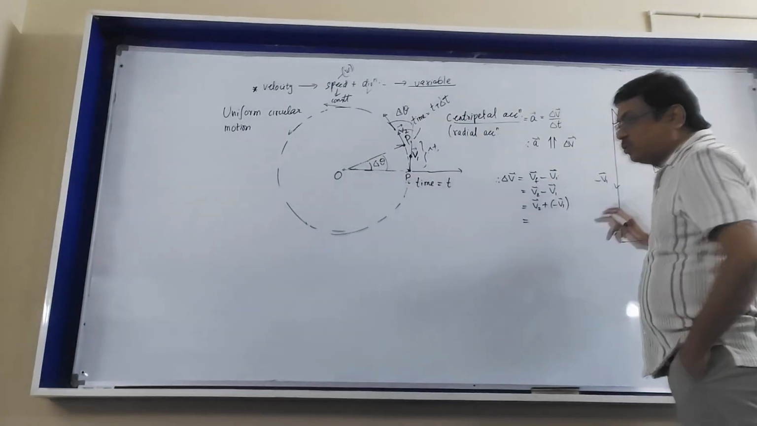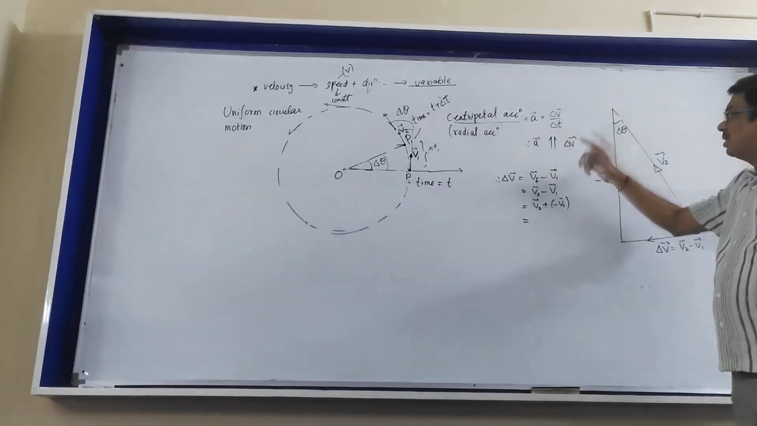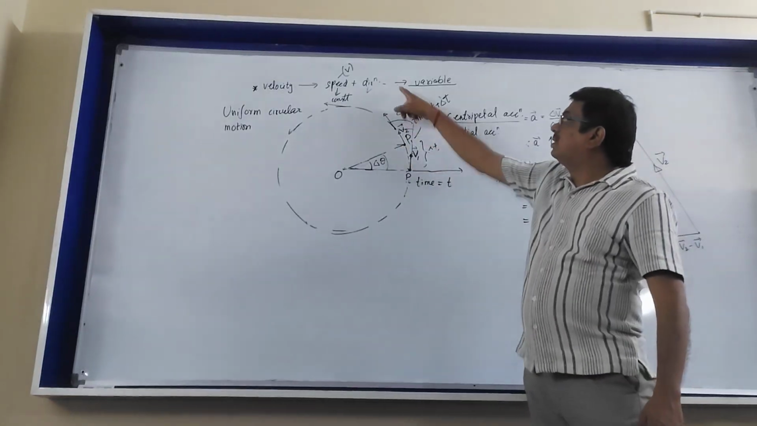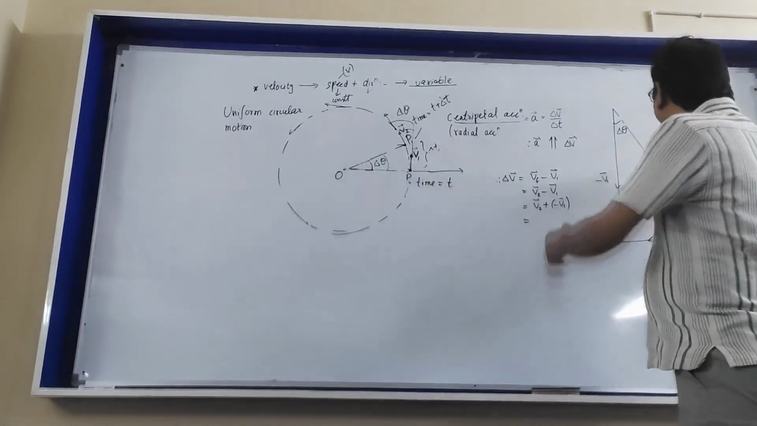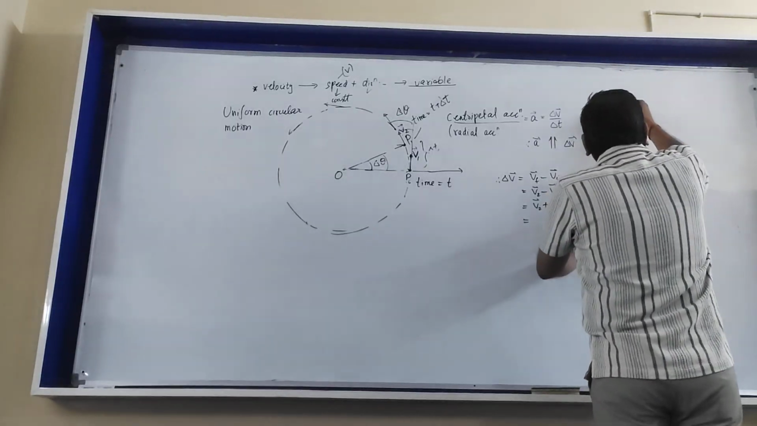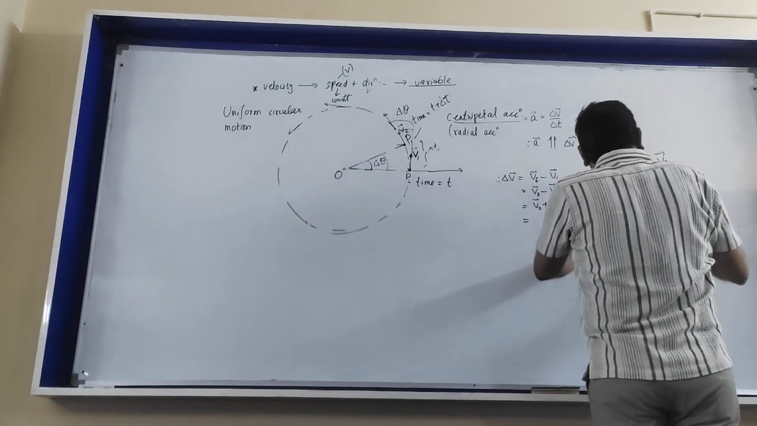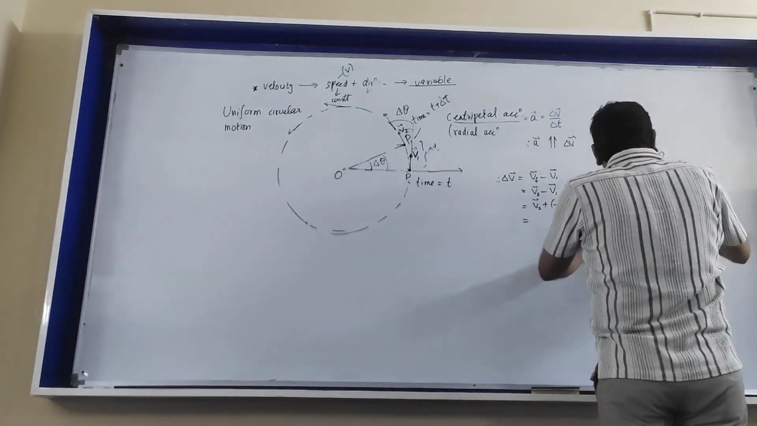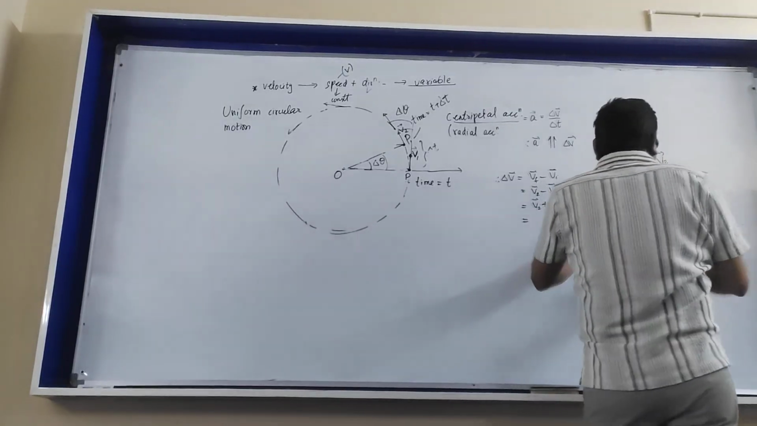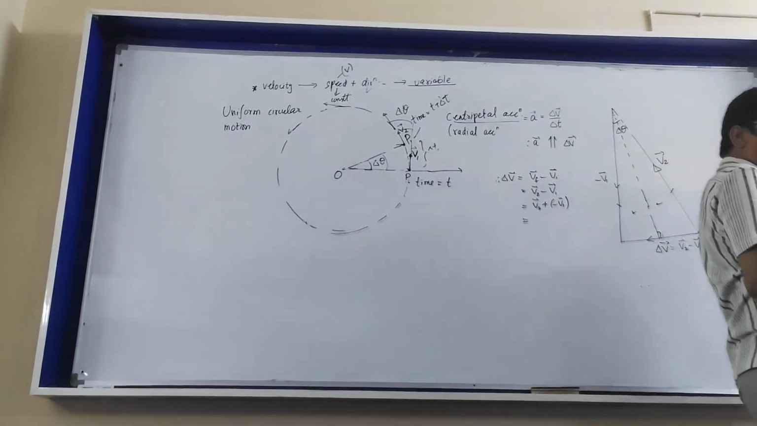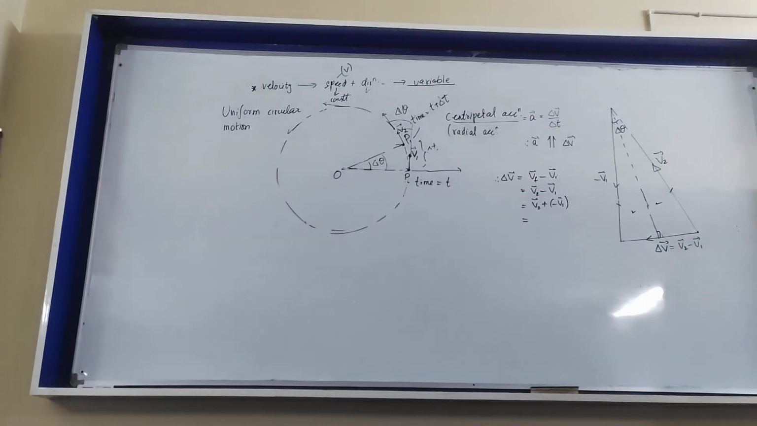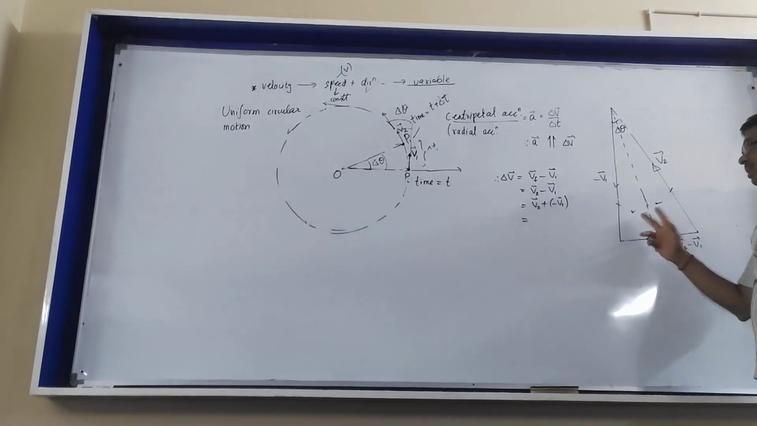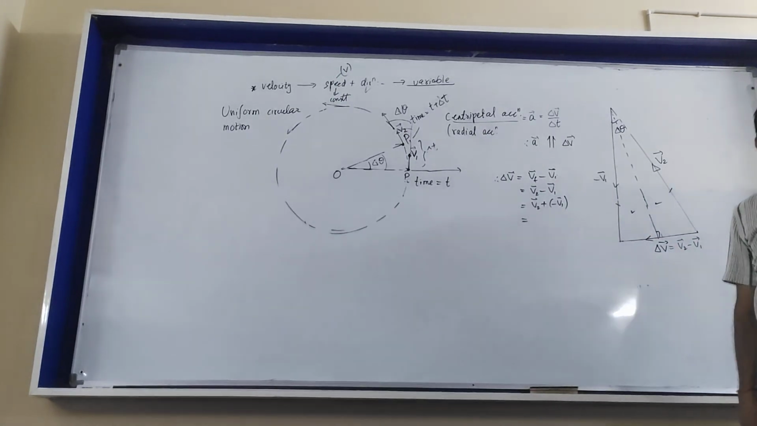So remember this is an isosceles triangle because the lengths are equal. Why are the lengths equal? Each of the lengths is equal to the speed. Speed remains the same. So each of the lengths is v. So it is an isosceles triangle. These two sides are the same. So when you drop a perpendicular from this vertex to the other side in an isosceles triangle, you are basically dividing it into two congruent triangles.